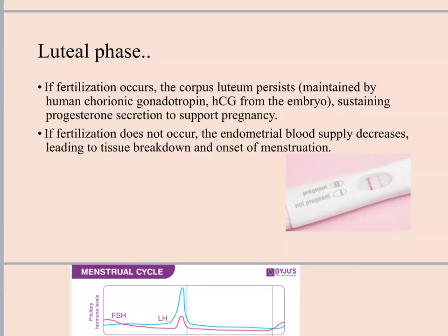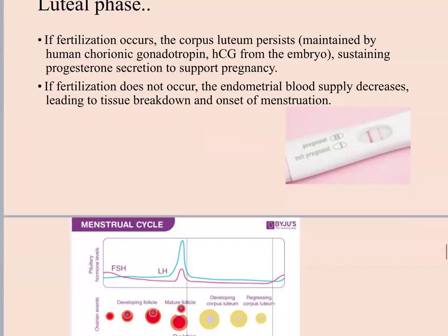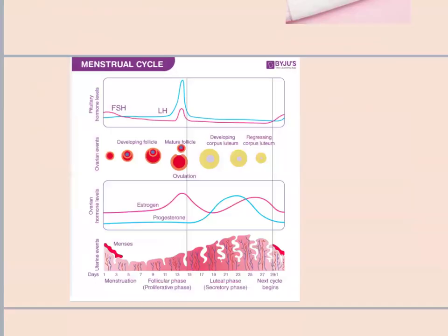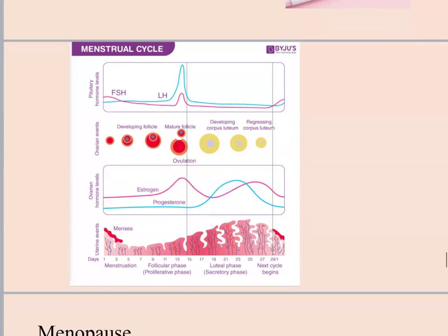Once again, if fertilization doesn't occur, the endometrial blood supply decreases, which leads to tissue breakdown. And like I said, we're back to the beginning of the menstrual cycle. Here is a little chart if you're a visual person. I know this has been very word heavy, but here is a little illustration of exactly the rise and fall, the ovarian events, the ovarian hormone levels. You can take a look at that and study it a little bit because it really is important to know which hormones are high and low and when and why that is.